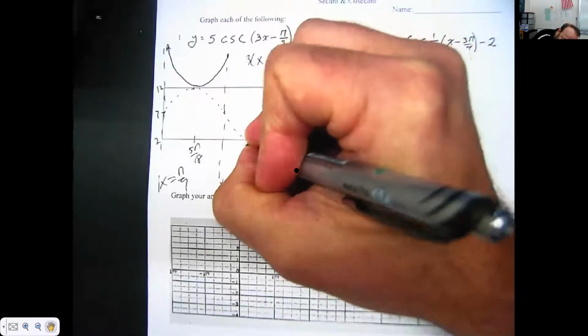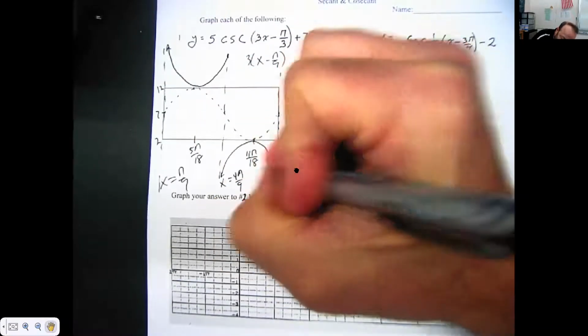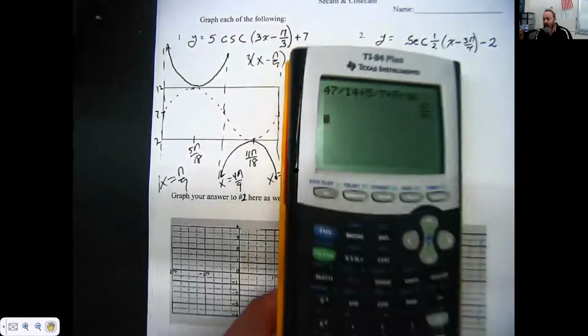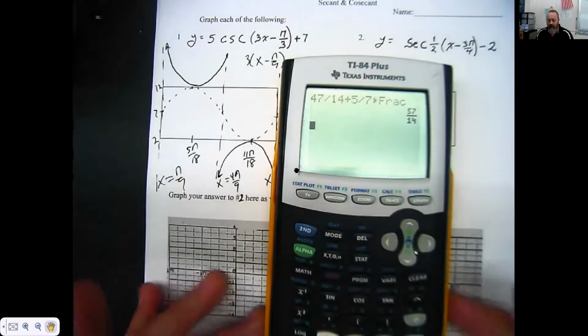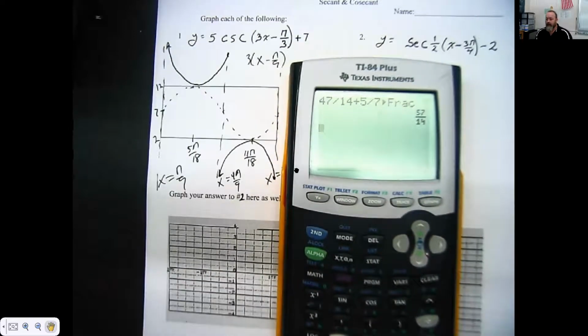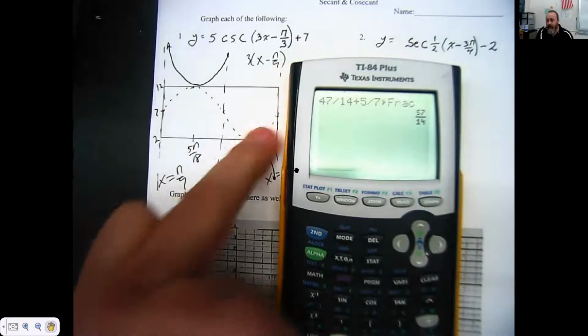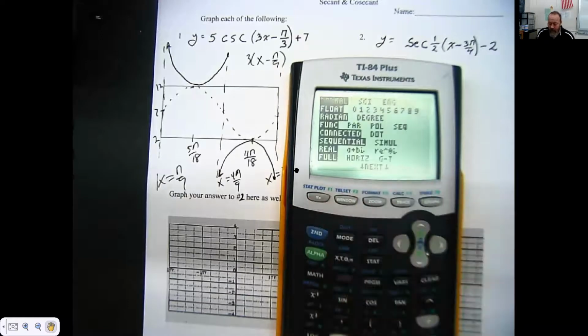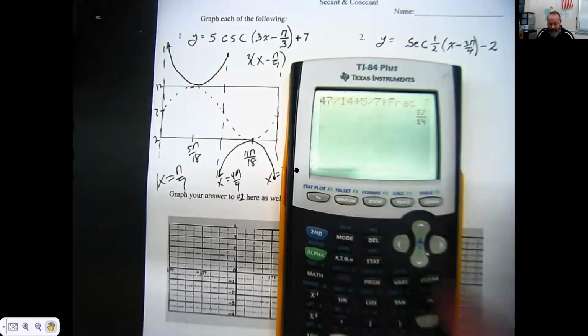And that leaves me with my graph going this way. Now, I did say that I wanted to show you a little bit of something in the graphing calculator. So I'm going to go ahead and do that. I'm going to graph the sine wave because if my sine wave works, then clearly my cosecant wave is going to be fine. So I'm going to make sure that I'm in radian mode, which I am.